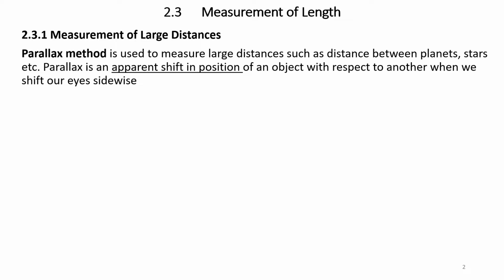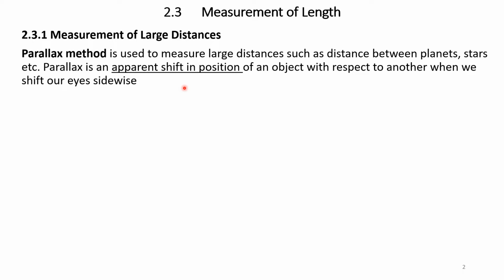Now let us study about the measurement of length. Measurement of large distances. Parallax is used to measure large distances such as distance between planets, stars, etc. What is parallax? Parallax is an apparent shift in position of an object with respect to another when we shift our eyes sideways. So we use this method to measure the large distances such as the distance between planets, stars, moons, etc.